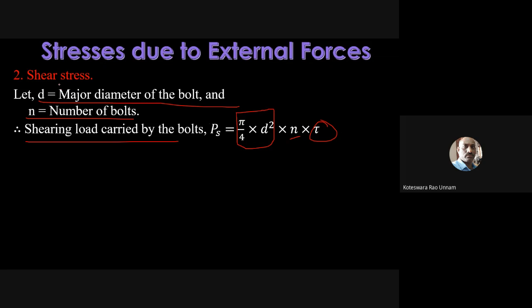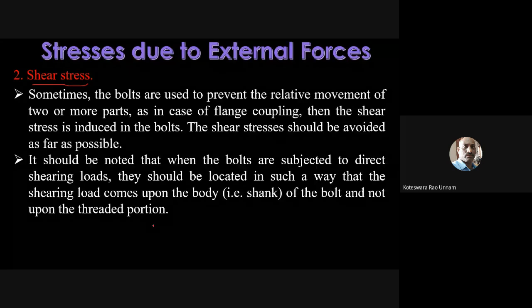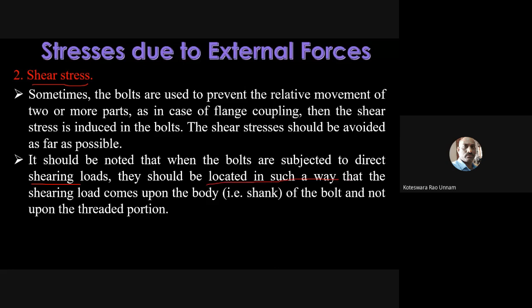Why are we taking the major diameter of the bolt? Why not the core diameter? The reason for that is already given in the previous slide. It should be noted that bolts are subjected to direct shear load. They should be located in such a way that the shearing load comes upon the body, that is, only on the shank. So you need to take the shank diameter. Shank diameter is going to be the nominal diameter of the bolt.